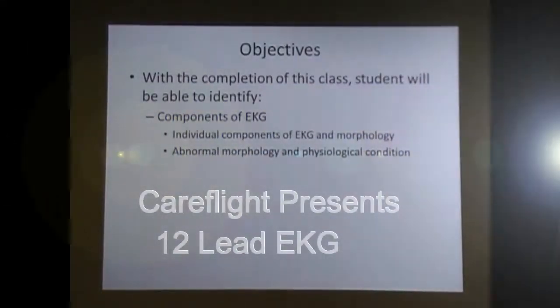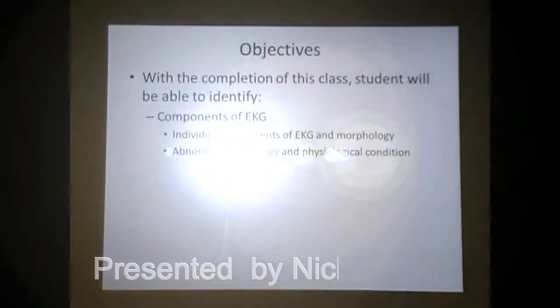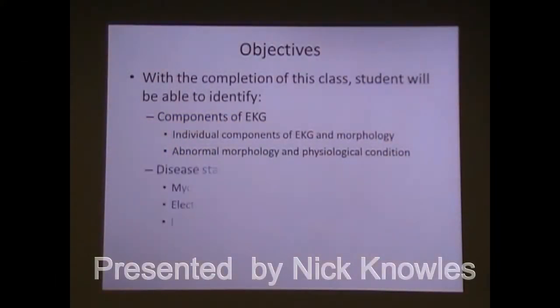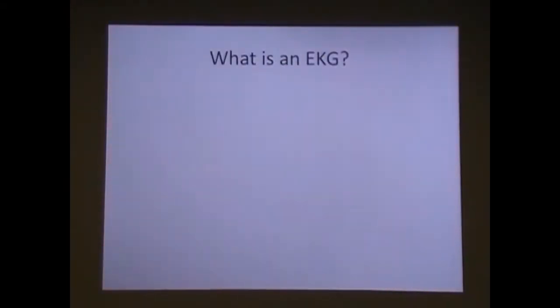Morphology of each individual component and how that affects the overall picture when we're looking at the physiological conditions. We're going to look at a few disease states, including MIs, electrolyte imbalances, and infections. Okay, that's the basic objective today. And then a systematic approach to 12 lead EKGs.